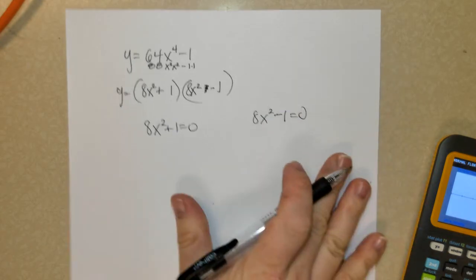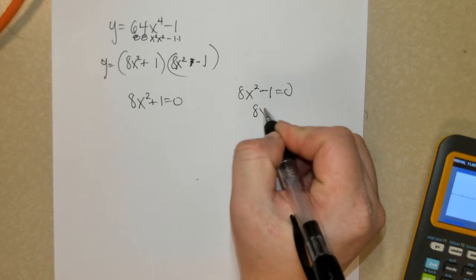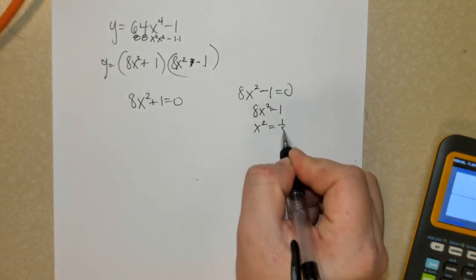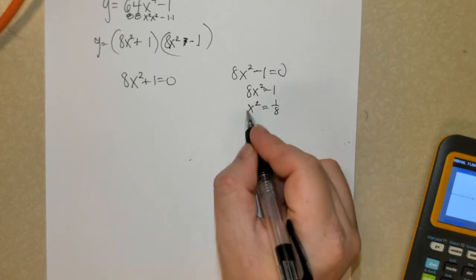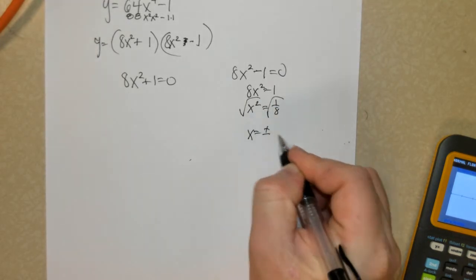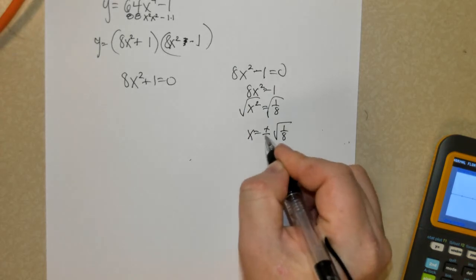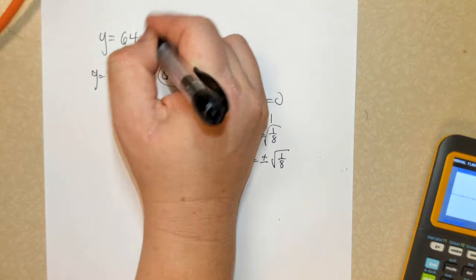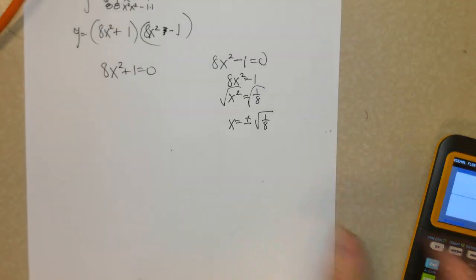And I'm going to solve. So I'll start on the right. I'm going to add 1 to the opposite side. I'm going to divide by 8. Square root both sides. Recall this means there's going to be 2 answers, plus or minus. And so this says that one answer is positive square root of 1/8, the other answer is negative square root of 1/8. There should be 4 solutions. These are 2 of the solutions.